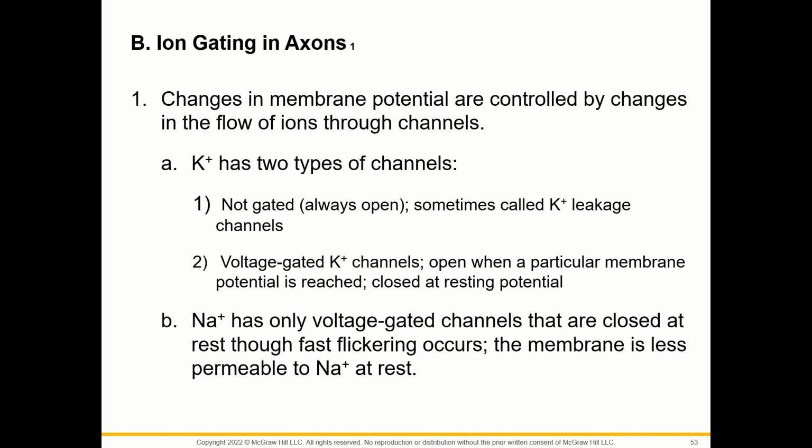So potassium has two types of channels. They have leakage. Your book calls them not gated. So leakage channels, they're always open. And then there's voltage gated. So voltage gated and leakage are going to be the two types that potassium has. With the leakage, as mentioned, they're always open. With the voltage gated, they open when a particular membrane potential is reached. So they have a certain voltage that will open them, and then they are closed at resting potential.